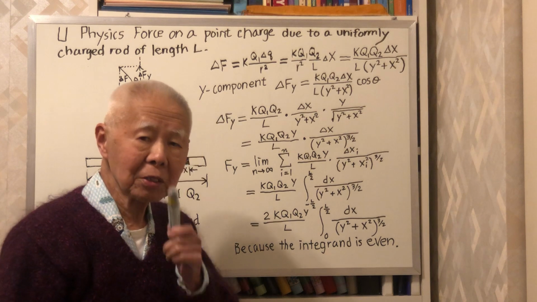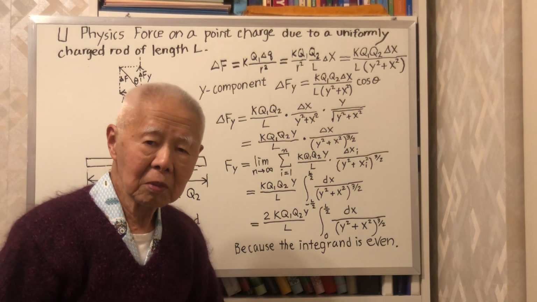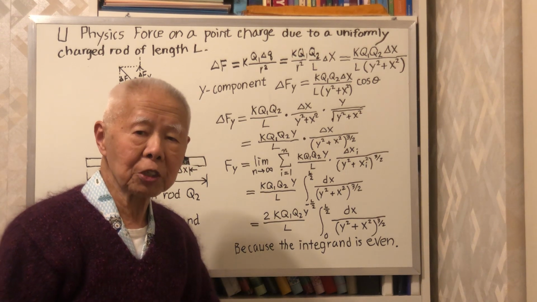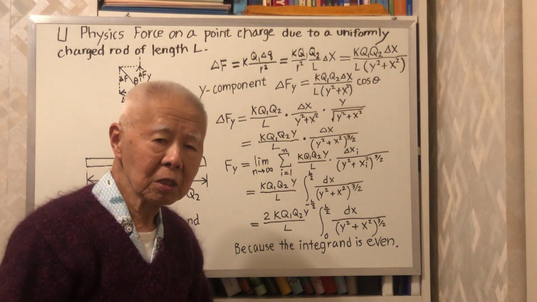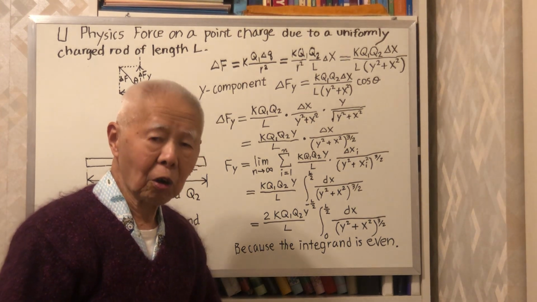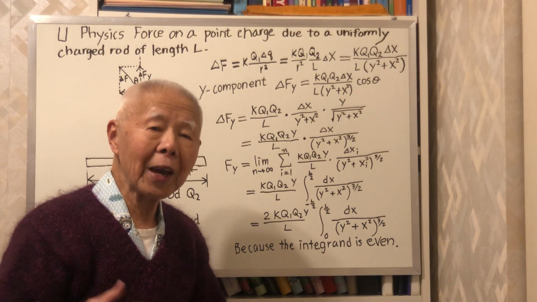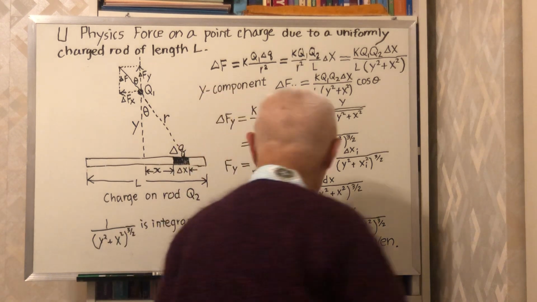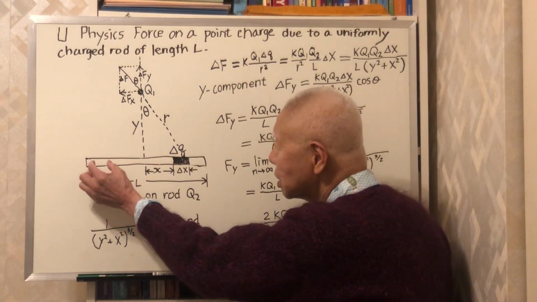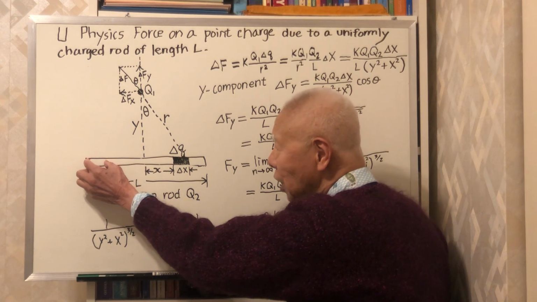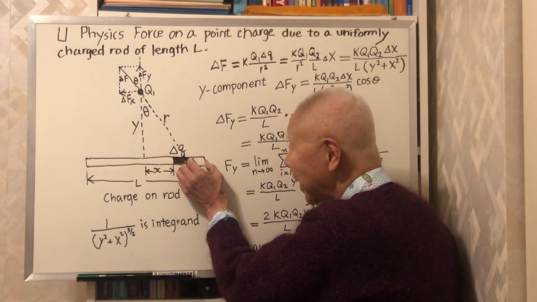This is, remember, a definite integral. For a definite integral, you have the lower limit and the upper limit. What is the lower limit? What is the upper limit? The lower limit is where you start, and the upper limit is where you end. So where do I start? I start at this small section here. This is where I start. And I sum, and this is my end.